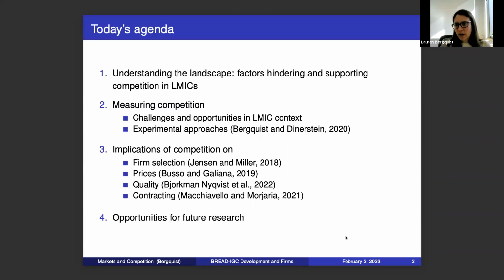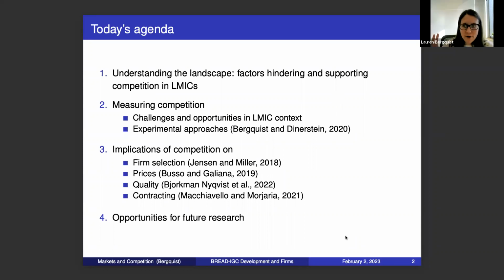So let me give you a high-level agenda of where we'll be headed today. We'll start by talking about understanding the landscape. You've heard a lot, I think, both in Dave and David's lectures about the overall landscape of what firms in developing countries look like, and then you've heard in your courses since then. So I want to talk overall about the factors that might hinder and might support competition in low and middle income countries.